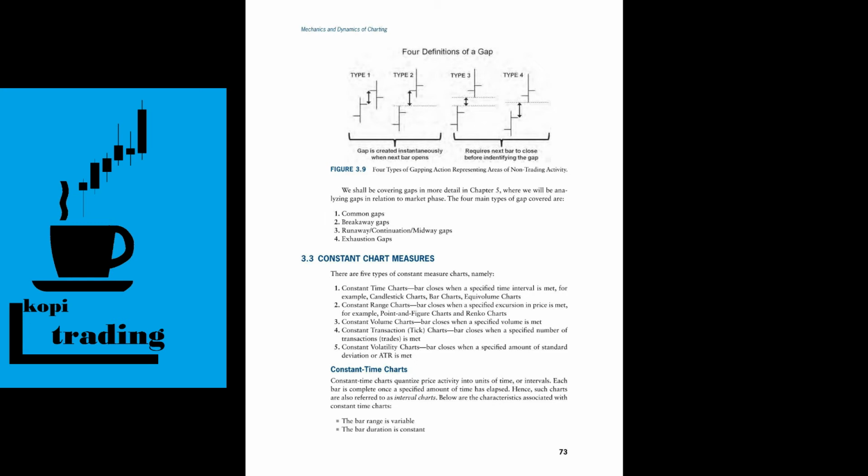Constant time charts. Constant time charts quantize price activity into units of time, or intervals. Each bar is complete once a specified amount of time has elapsed. Hence, such charts are also referred to as interval charts. Below are the characteristics associated with constant time charts. The bar range is variable. The bar duration is constant.